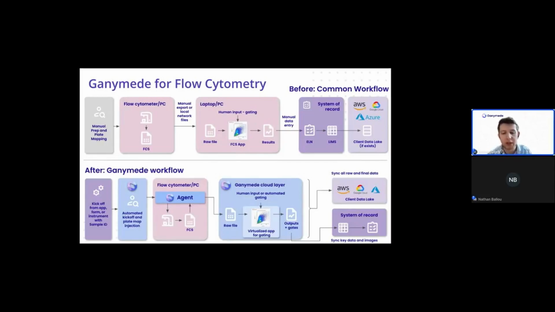And now, since gating of flow cytometry is an analysis that scientists always want to look at themselves and manually do, we can say that rather than having to go separately, run it through FlowJo or FCS Express or whatever it may be, and then associate that after the fact, that can be run within Ganymede and automatically be associated, allowing them to do that analysis from anywhere. And then, of course, once we get the output of that analysis from the virtualized VM, the VM goes away, and that data can be put into the system of record, as well as a full copy of all the data, all the files, everything can be synced into clients' data lakes.